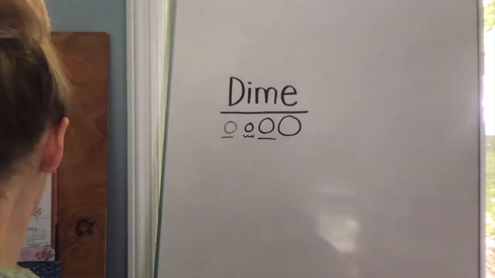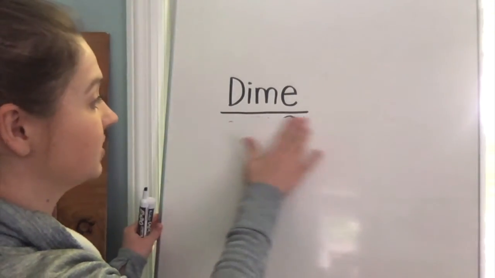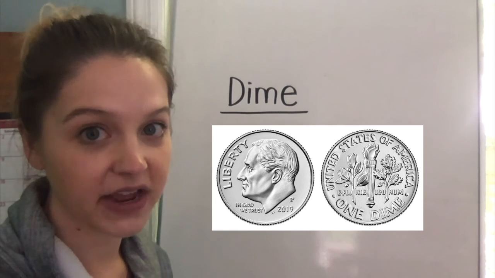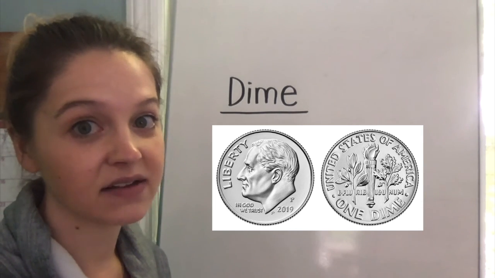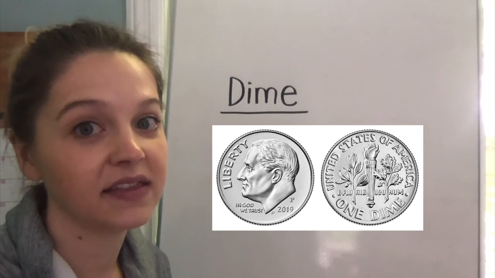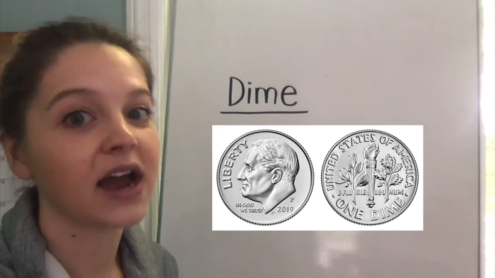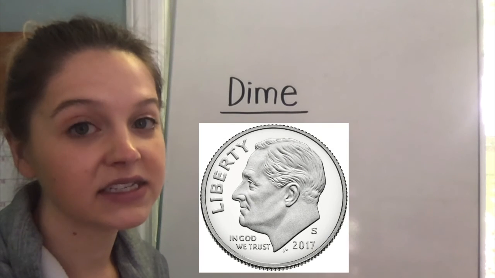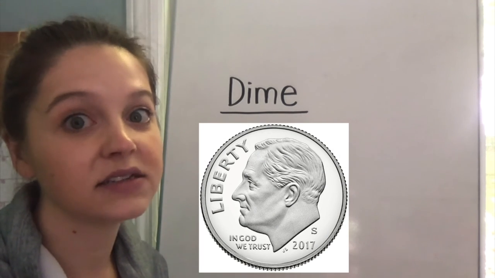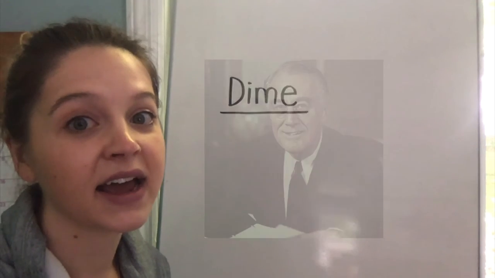The dime is a very small silver coin. On the front side of the dime we have a face, and on the back side of the dime we do not have a building like we did on the penny and the nickel, but instead we have a symbol. On the face of the dime, we have an important president, and his name is Franklin Delano Roosevelt, also known as FDR, and those letters are a little bit easier to remember.